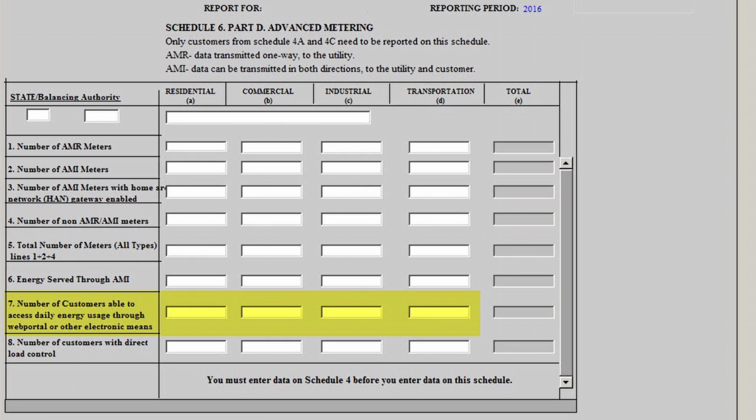Line 7 asks for the number of customers that have the ability to access a web portal to view their daily energy usage. Line 8 asks for the number of meters that have direct load control, where the demand response program sponsor is able to remotely shut down or cycle customers' electrical equipment, such as air conditioners or water heaters.